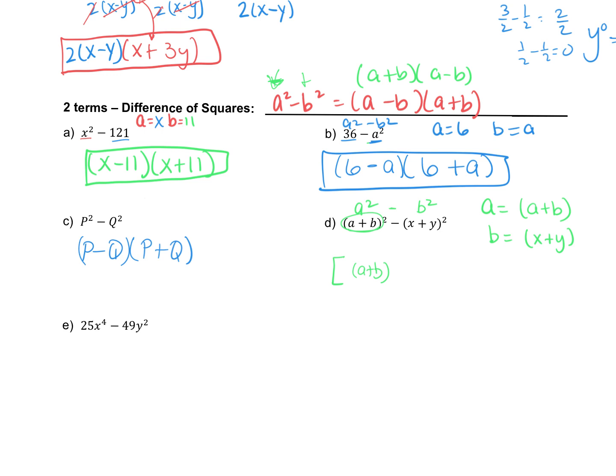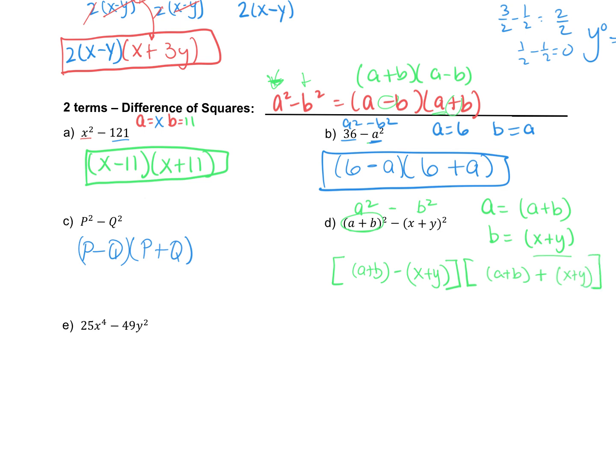Then I'm going to subtract the b, so make sure there's a subtraction sign, x plus y. Please put parentheses around those letters. Now I'm going to close that parentheses. I use brackets when I have a lot of parentheses. Then my next one is going to be a plus b. Well, a is a plus b, but I'm going to do a plus sign this time, and then plus my x plus y, which is my b.